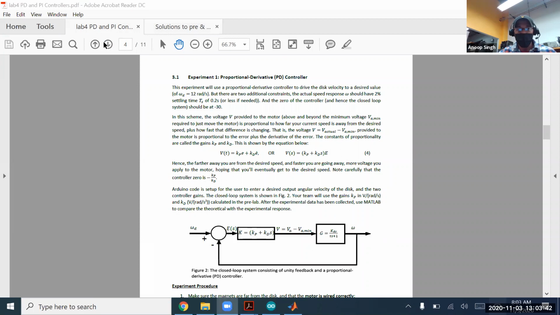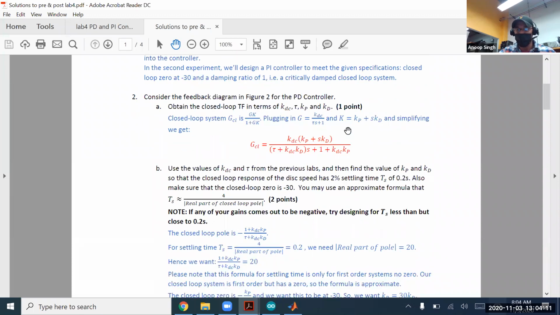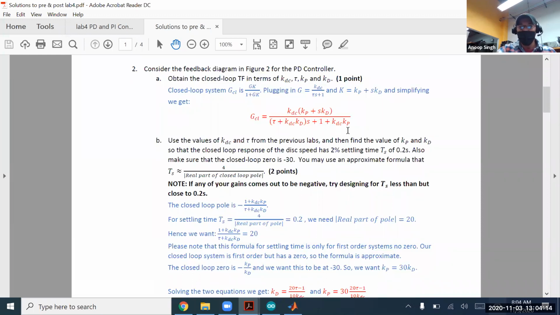And so if you do all that math, GK over 1 plus GK, G is equal to Kdc over tau s plus 1, and we know the value of Kdc is about 1.06, and we know the value of tau for our motor, which is 0.06, and K is Kp and Kd. So this is what we're going to design today. So we plug all this stuff in, and if you simplify GK over 1 plus GK, this right here is your overall transfer function, the closed loop transfer function from r to y. Okay, and if you look carefully, the top part has one zero and the bottom part has one pole. So it's a one zero, one pole system.